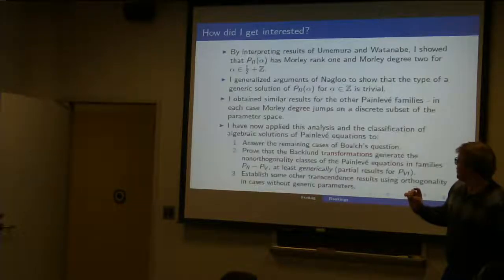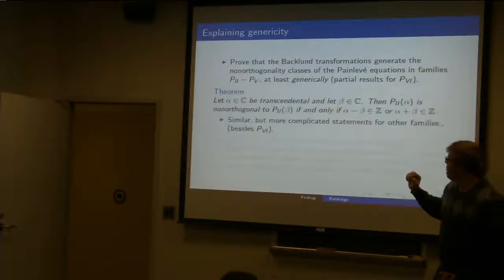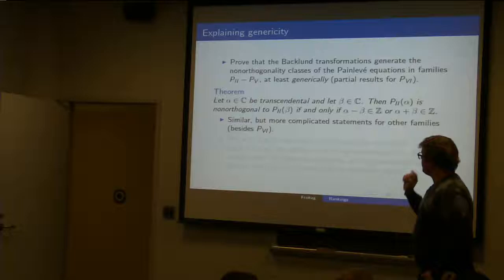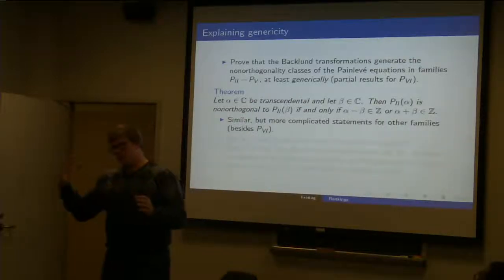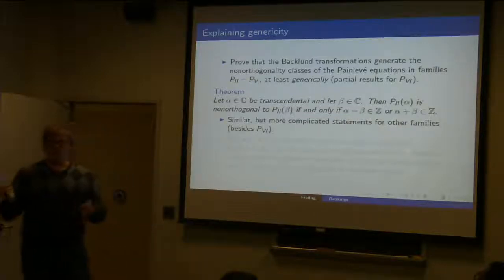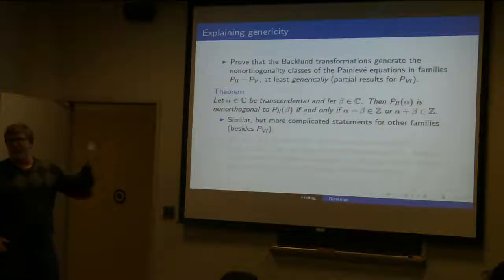So let's start. I'm going to start with number two, because I actually think the proof there is the most interesting. I want to prove that the Backlund transformations completely determine the non-orthogonality classes generically. Here's what I mean by that. Suppose that you fix alpha transcendental. Then here's the question: when is P2 of alpha non-orthogonal to P2 of beta? What I can prove is that it's if and only if they can be acted on by the group.